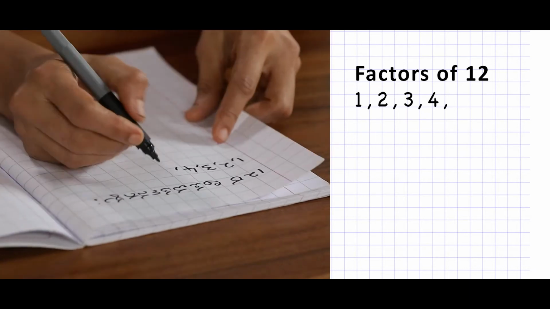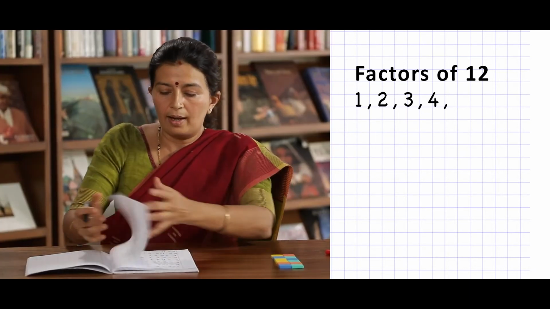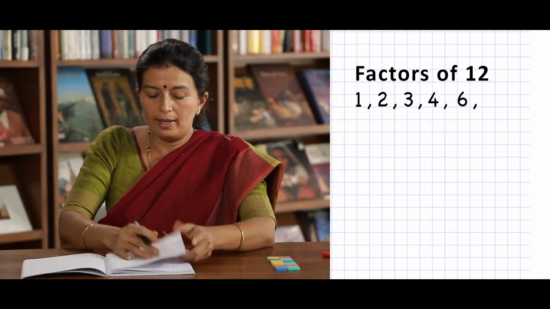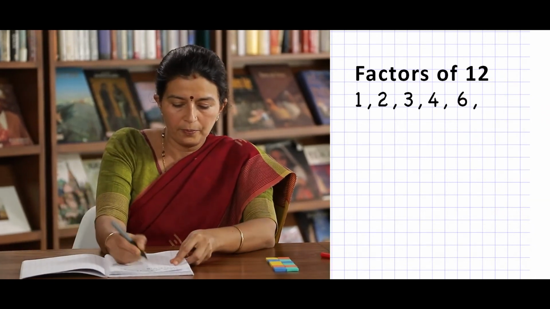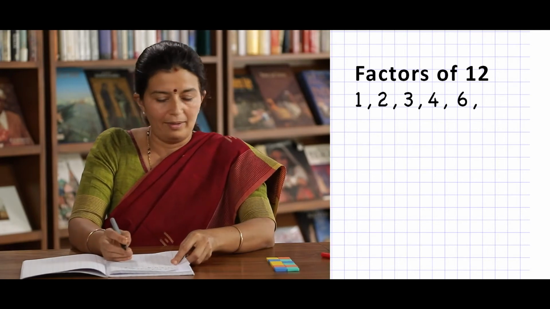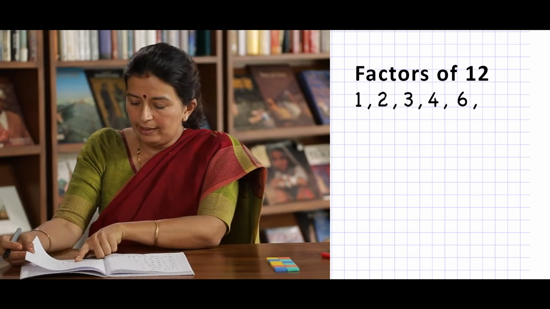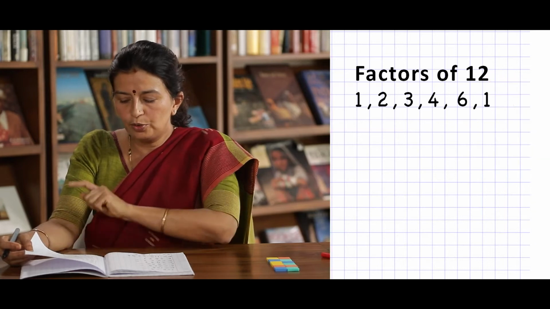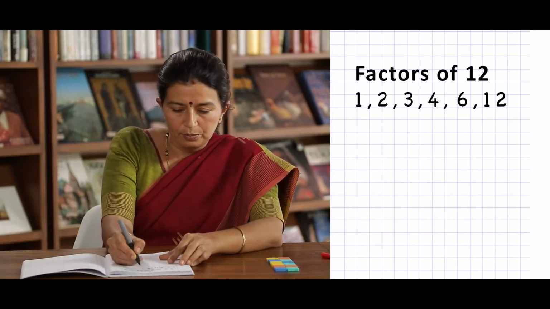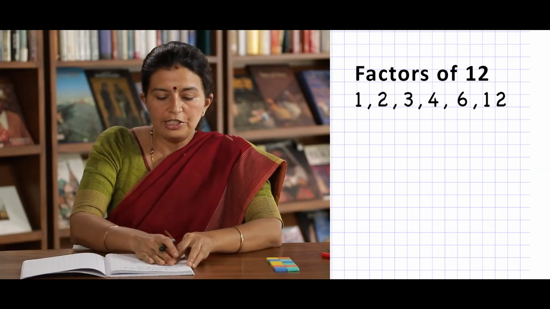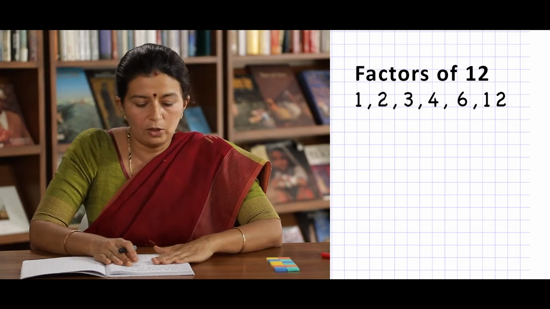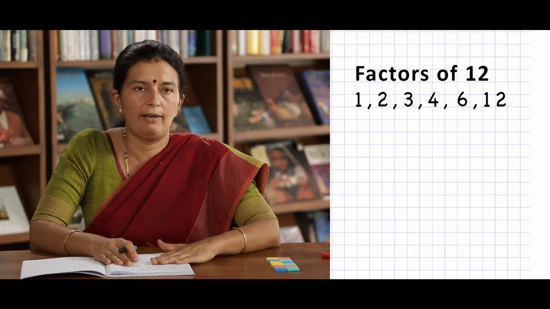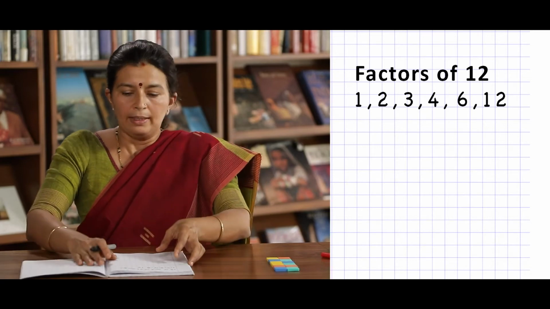Is 5 included? No, because we neither got a square nor a rectangle with 5. So let's not write 5. Let us write 6. Should 7 be written? No. 8? No. 9, 10? No. Not even 11. 12. The next number is 12. All these hold good for 12. They are all factors of 12 is what we call them, right?